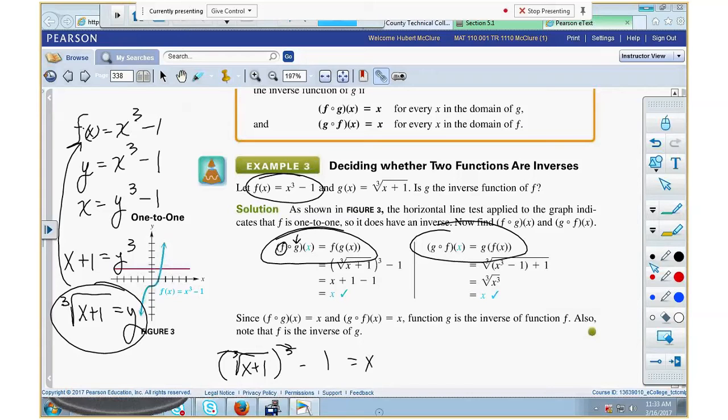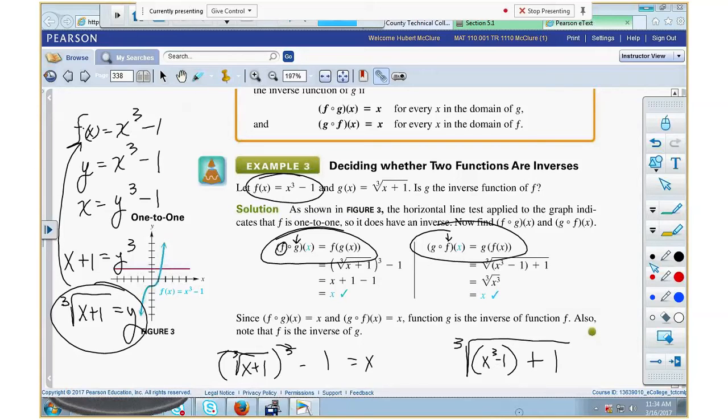So let's do g composed of f. So g composed of f, need to rewrite g with a big set of parentheses, cube root, parentheses, plus 1. And then f gets plugged into it. f is x cubed minus 1.